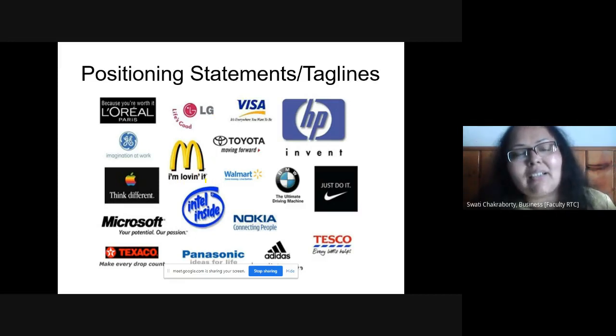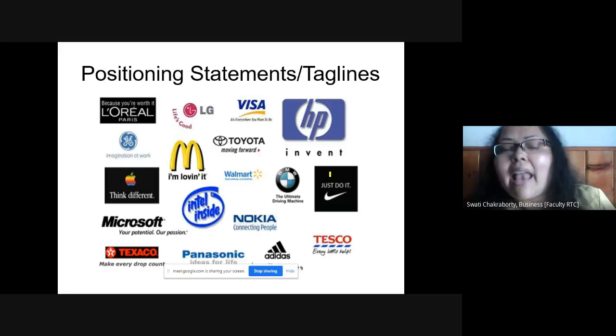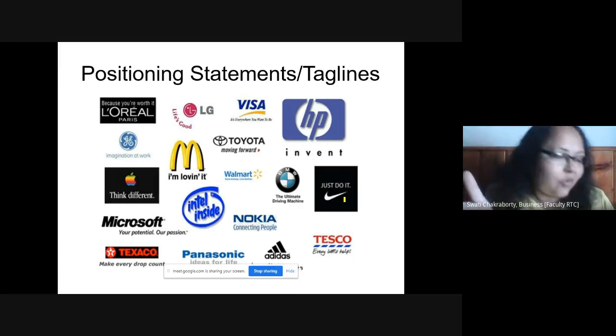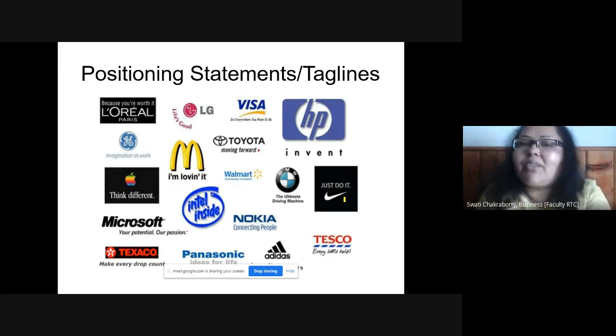I'm loving it. This M sign, and I'm loving it. That's the logo, and people know that it's McDonald's. So this is how it should be catchy. See, this is Nike's logo, and it says just do it. People know that this is Nike. So your logo and the statement should be such that it attracts your customers, and the moment they see it, they know, okay, this is this company. So it has to be there. Without a positioning strategy, a company would fail in its marketing.